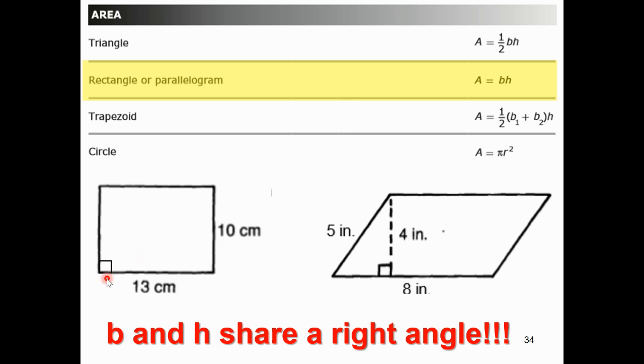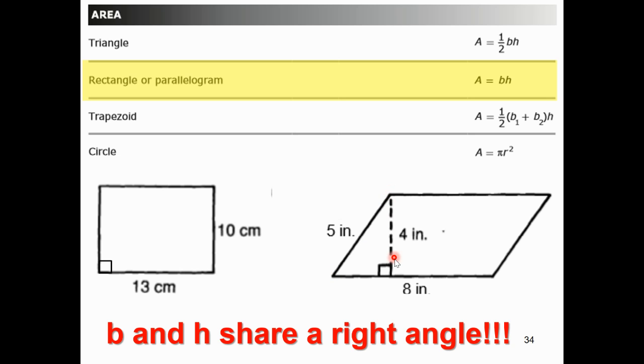So it's easy on the rectangle. You have your base of 13 and your height of 10. But the parallelogram is a little bit trickier. Again, you have to pay attention to these right angles, usually marked by the little box. So our base would obviously be 8, but our height is going to be this 4 inches, not the 5 inches, because see how that's a slanted side?